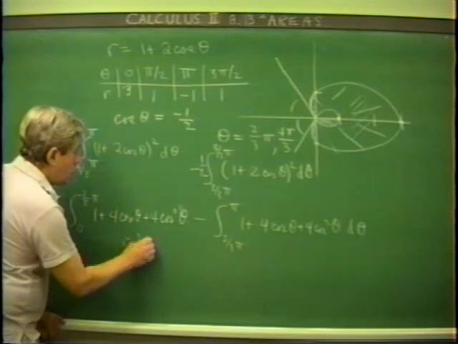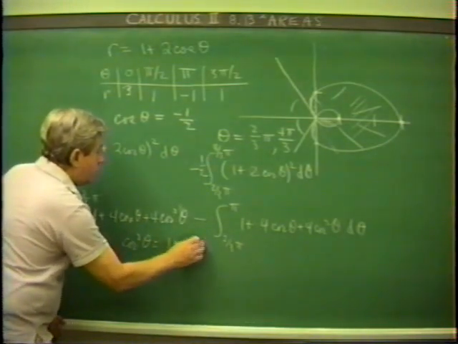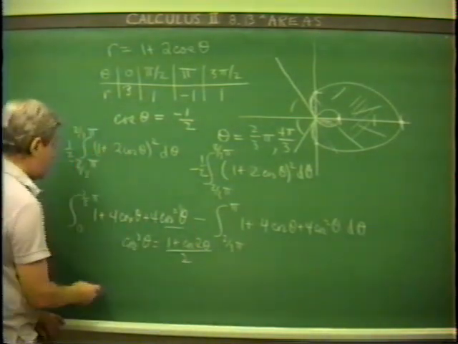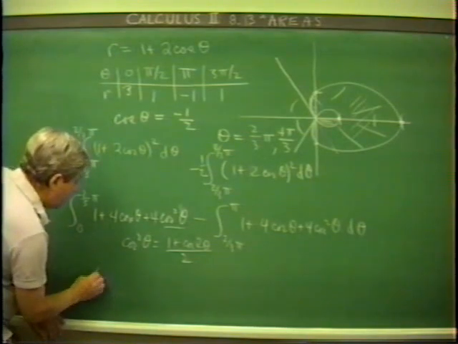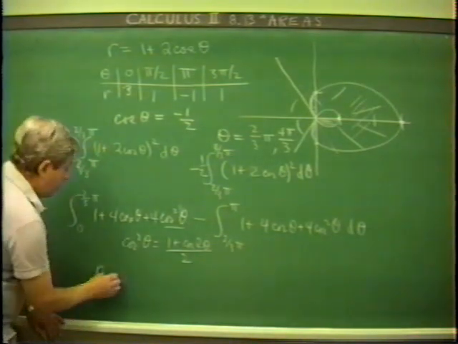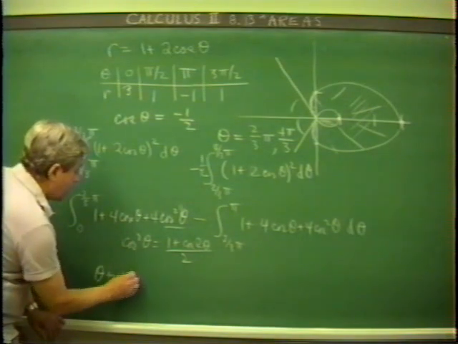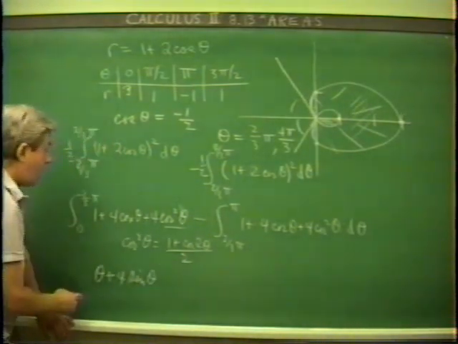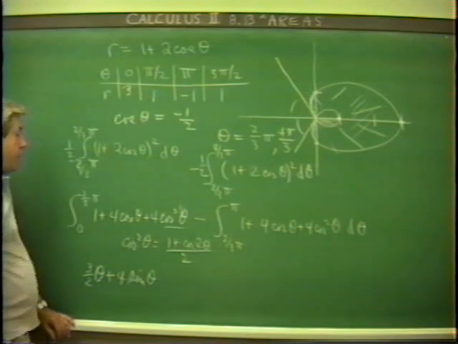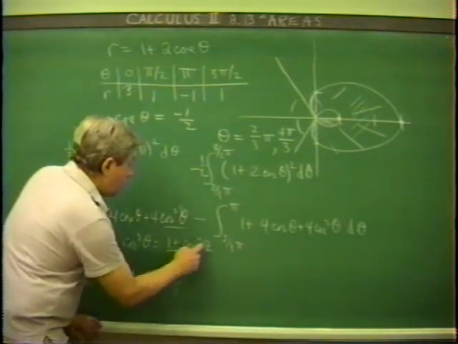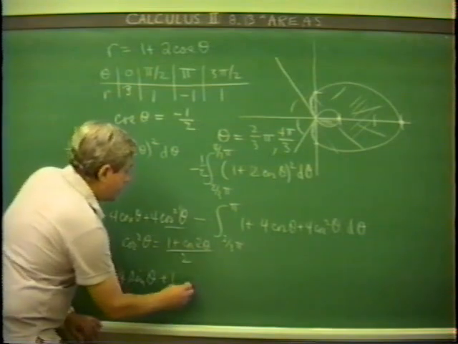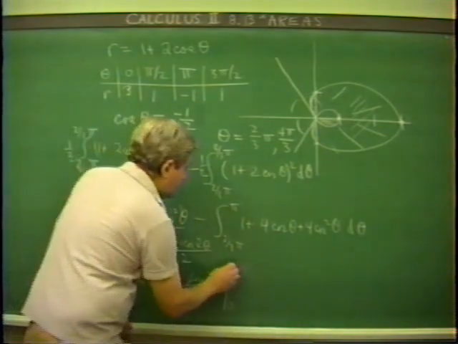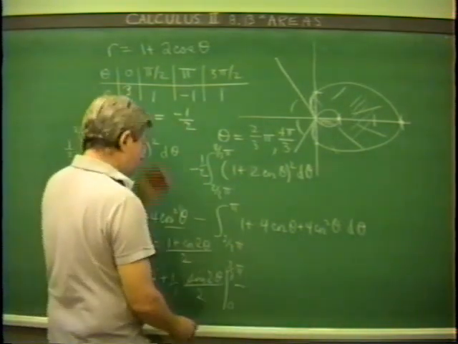d theta. Right. And the cosine squared theta is equal to 1 plus cosine 2 theta over 2. So we're going to want to antidifferentiate this. For an antiderivative, then what are we going to get? The antiderivative of 1 is theta, right? Plus 4 times the antiderivative of cosine theta, which is sine theta. And then we've got plus a half. Antiderivative of a half is half theta, so we're going to get 3/2 theta. Then we've got plus a half. Antiderivative of cosine 2 theta is going to be sine of 2 theta over 2.